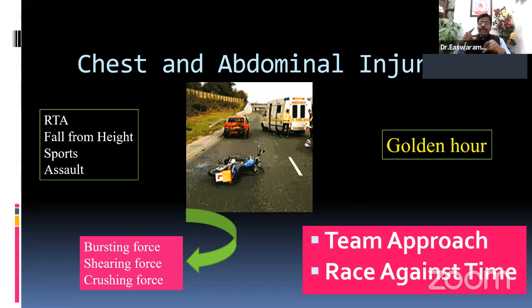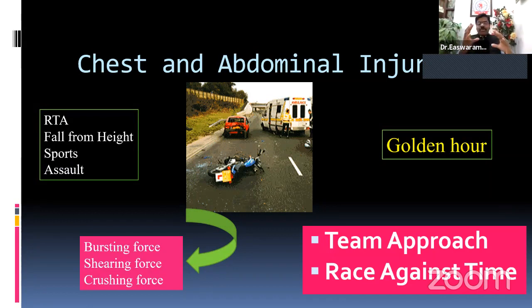Rarely, some impaling objects, because of the sharp, some parts of your car or something can penetrate deep in you. Same thing could happen even in a penetrating injury, in a bullhorn injury, for example. So they are penetrating force, which obviously causes what a stab injury, like a knife or a bullet injury can cause. So bursting force, shearing force, crushing force, penetrating force can give rise to this.